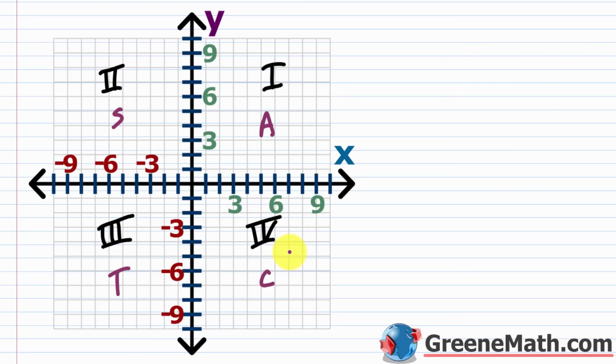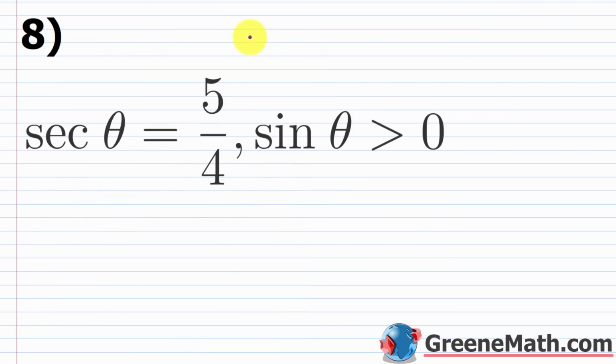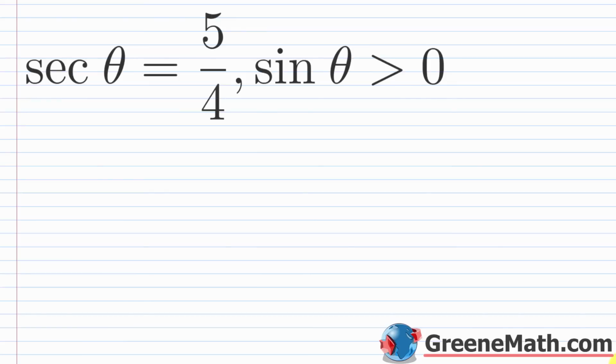Then when we think about the sine of theta, that's going to be positive in quadrants 1 and 2. So basically, we know we're in quadrant 1. So let me just put here that theta is in quadrant 1. Okay, so knowing that the x values and the y values are both going to be positive, we are given that the secant of theta is 5/4.